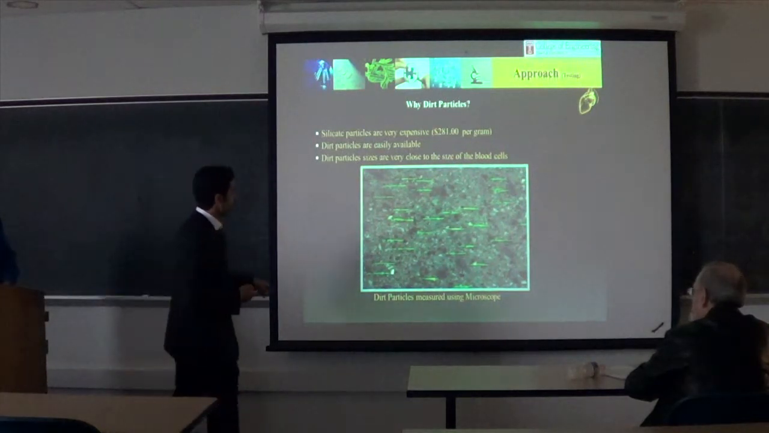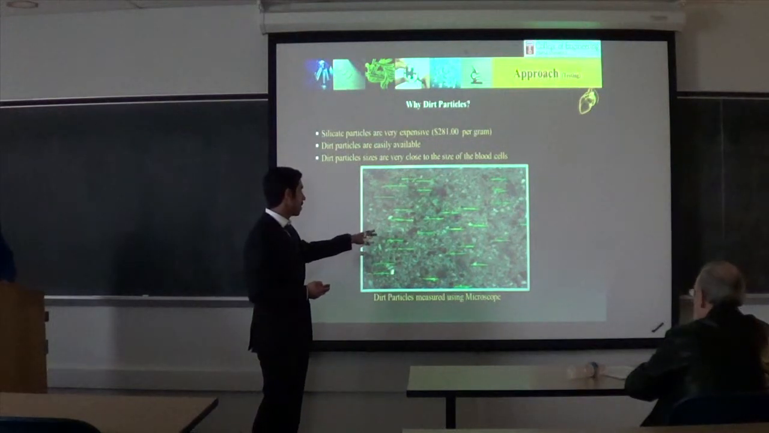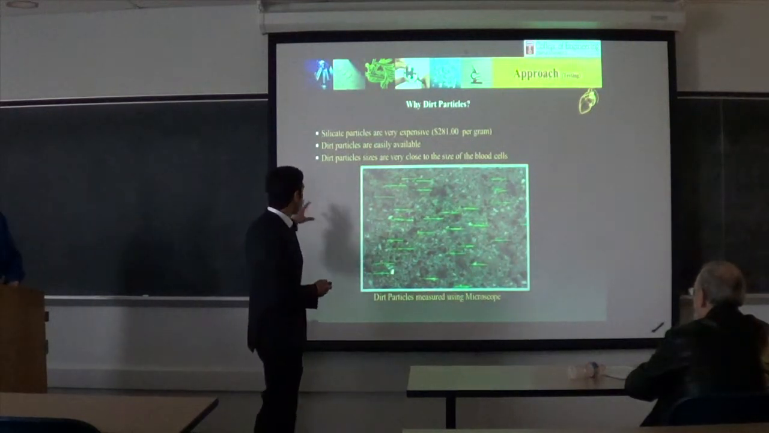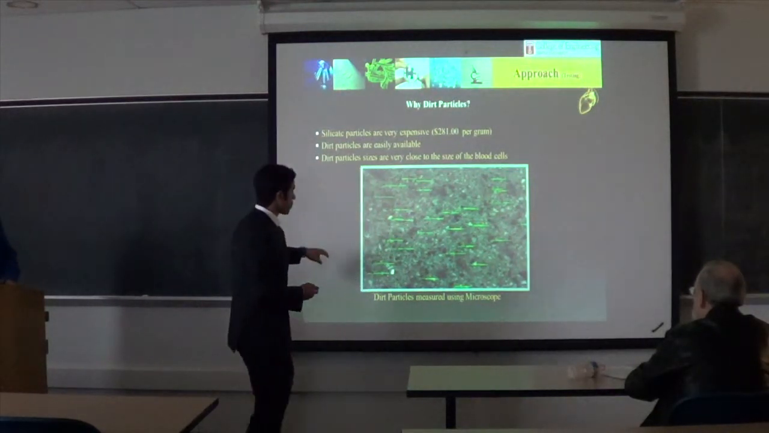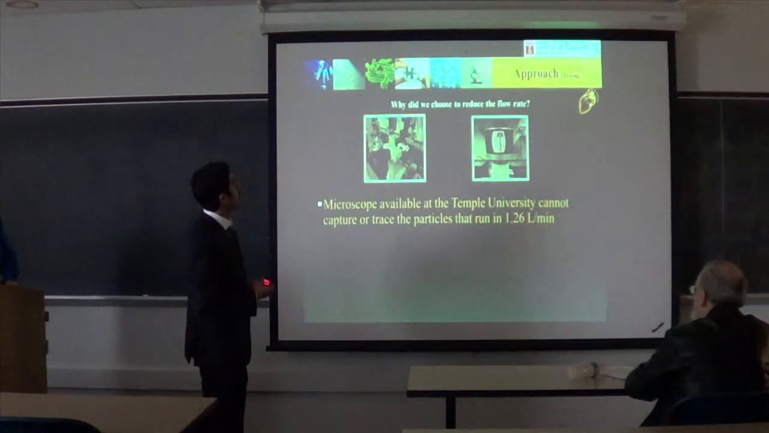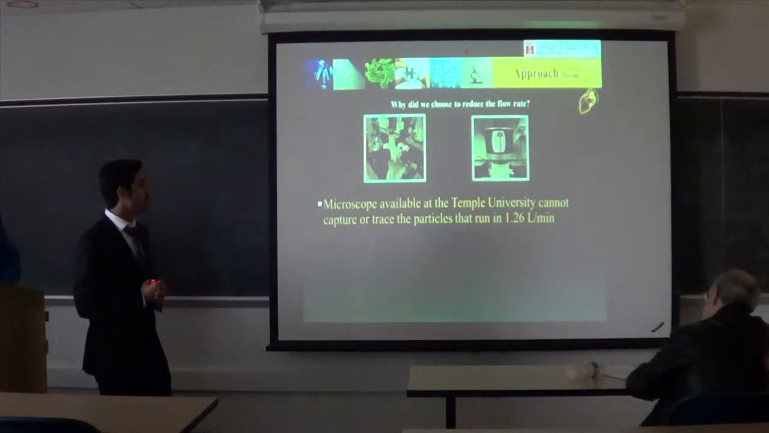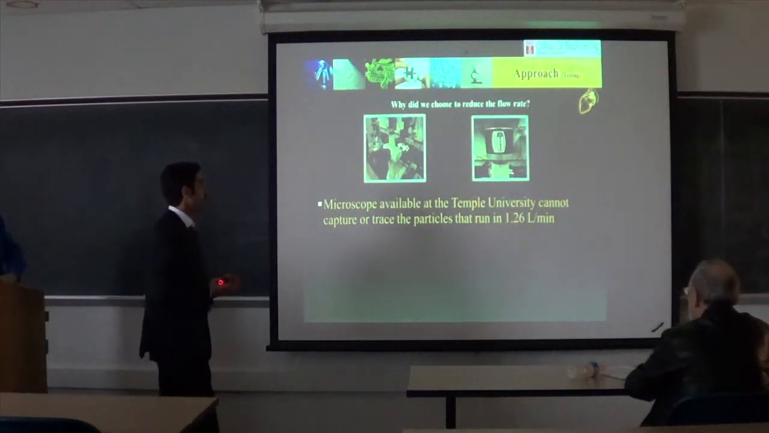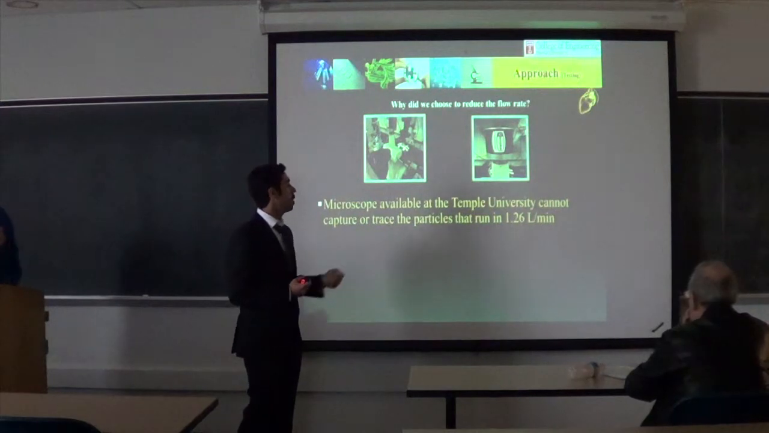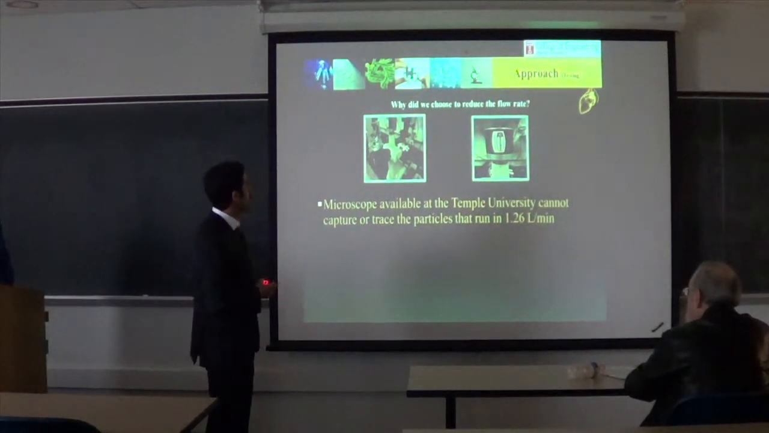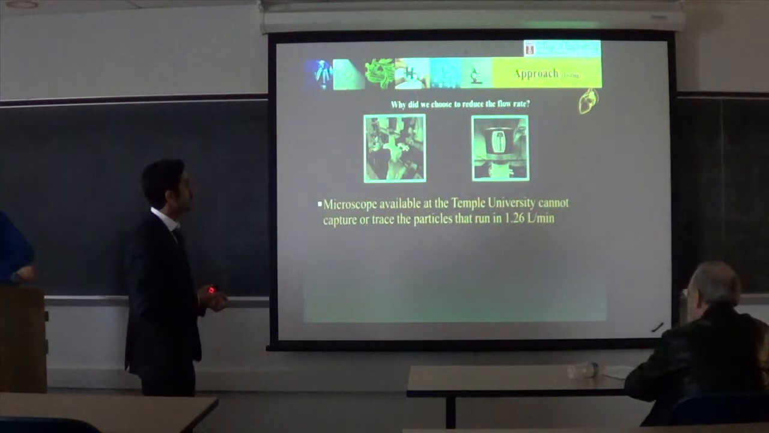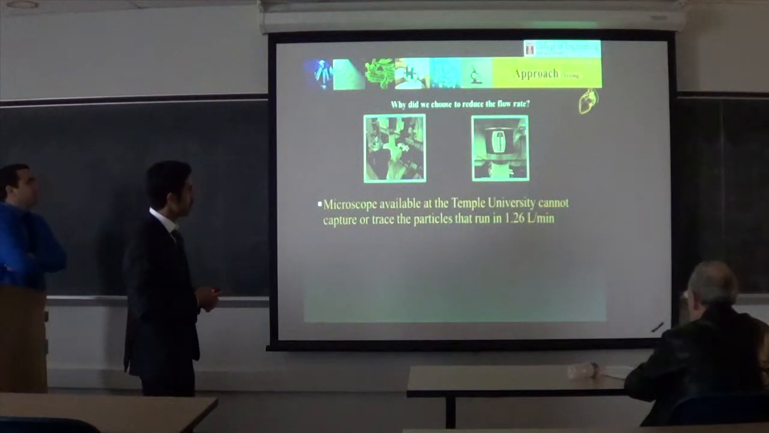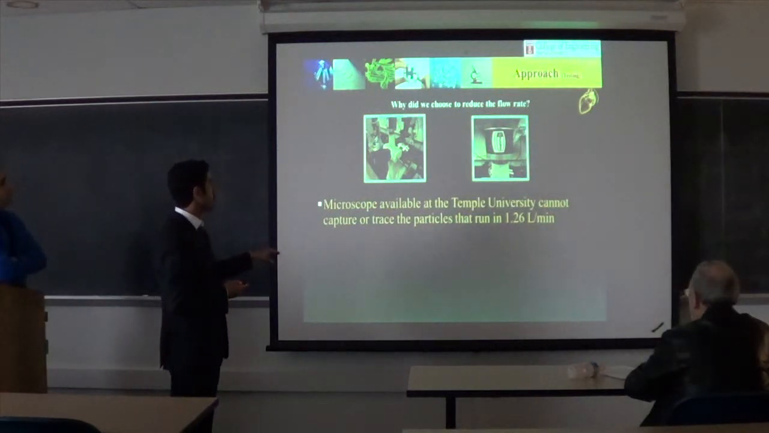And you can see here the dirt particle caught by the camera attached to the microscope. You can see the particles and the distance between the particles here. We reduced our flow rate because of the microscope limitation. It couldn't catch a high flow rate of 1.26 liters per minute. So we decided to reduce it to 5 milliliters per minute.